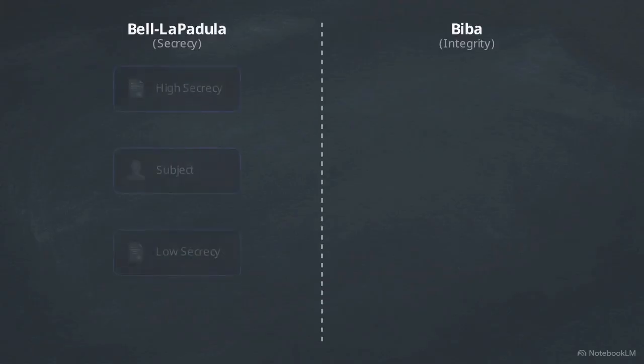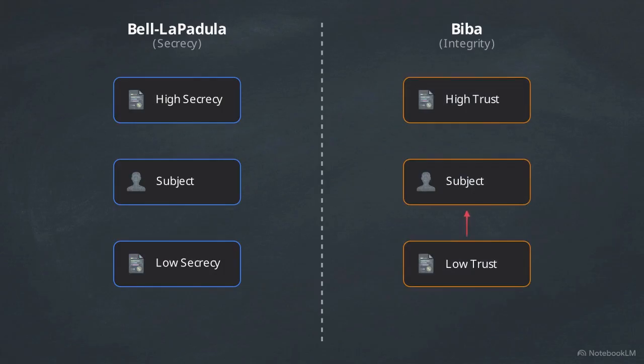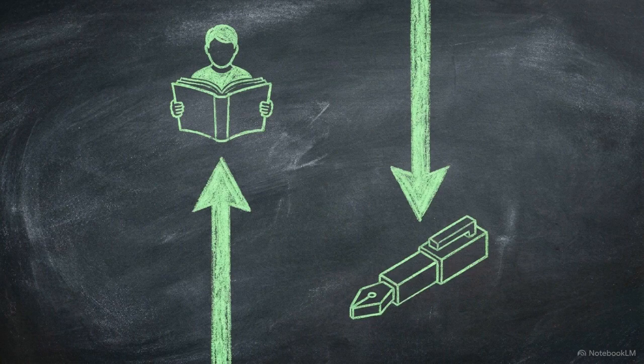This diagram compares them. Bell-LaPadula tiers by secrecy, BIBA by integrity. BIBA's no read down prevents high-tier systems from ingesting unverified data. Its no write up explicitly blocks low-trust users from modifying high-trust databases. Ultimately, secrecy flows up, while integrity flows strictly down. The BIBA model proves that achieving perfect accuracy requires a policy of read up, write down.